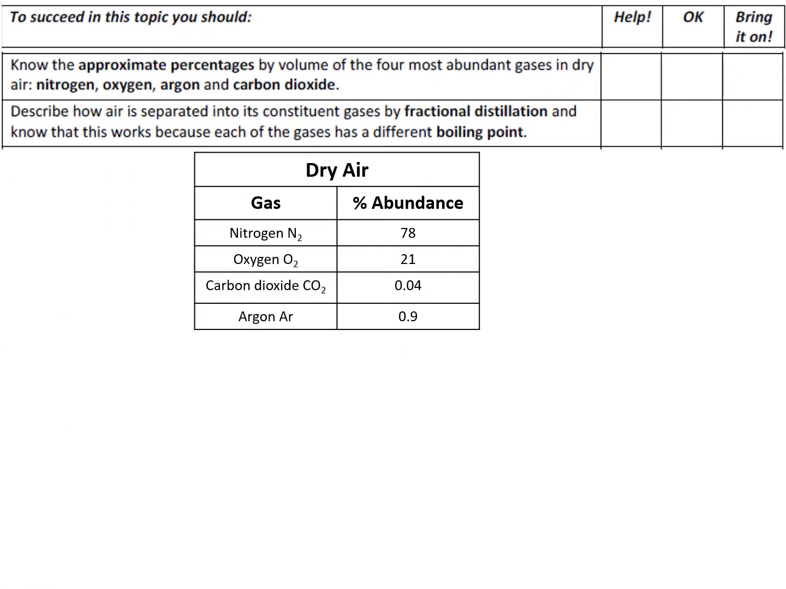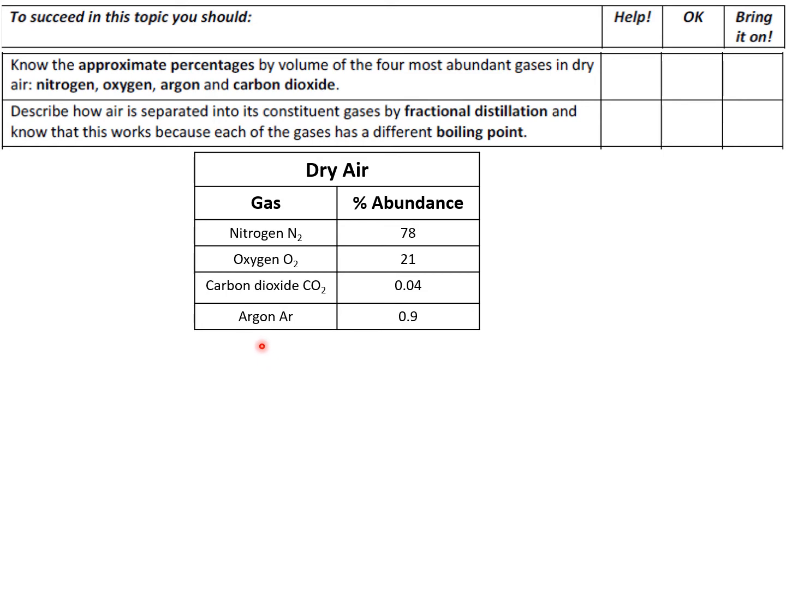Okay, so the next topic here is to know the approximate percentages by volume of the four most abundant gases. And here we are, this table here. You should know these values. Next one is describe how the air is separated into its constituent gases. So I'm just going to go back onto dry air actually. It is dry because there's no water in it.